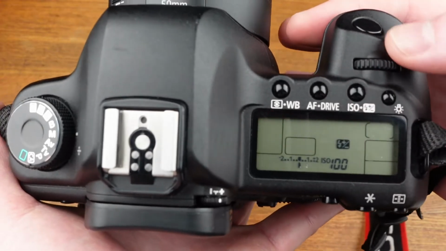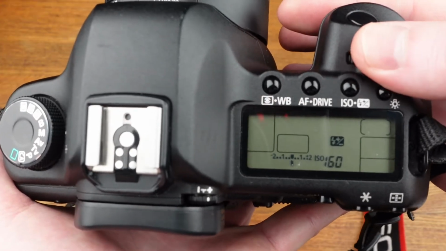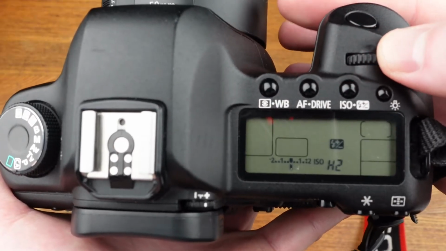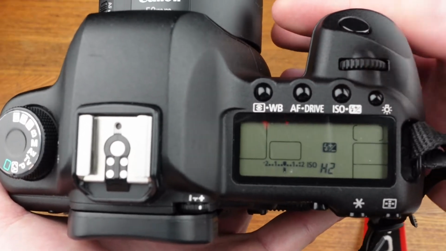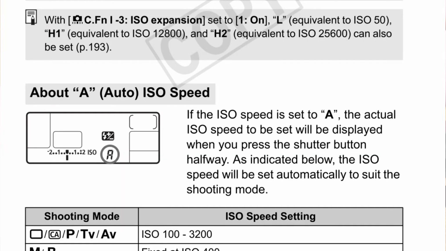The ISO and flash compensation button allows the main dial to set the ISO. L, meaning low, is the equivalent to an ISO of 50. Then 100 to 6400 in either half or third stops depending on camera settings. H1 and H2 are expandable ISOs, equivalent to 12,800 and 25,600, that need to be enabled in the settings. Auto will choose an ISO between 100 and 3200 when in auto, creative auto, program auto, aperture priority, or shutter priority.